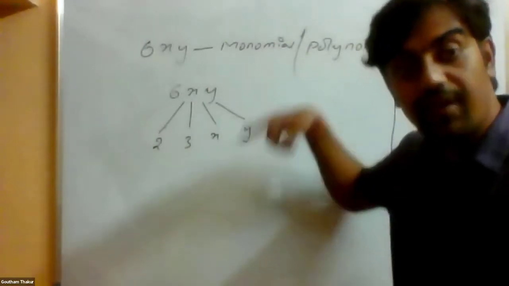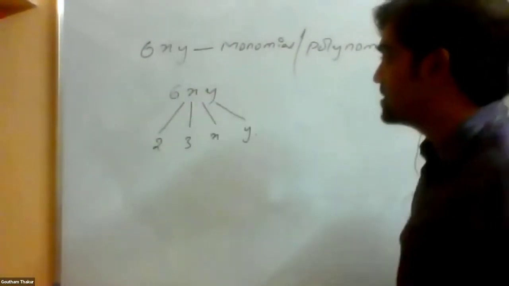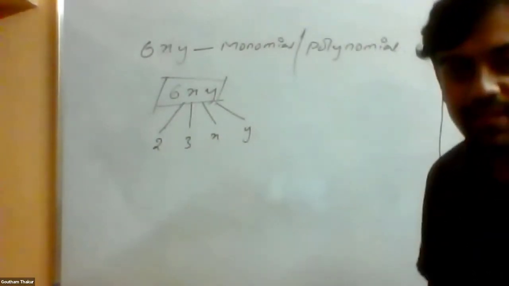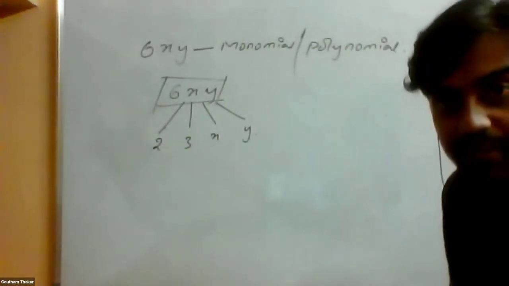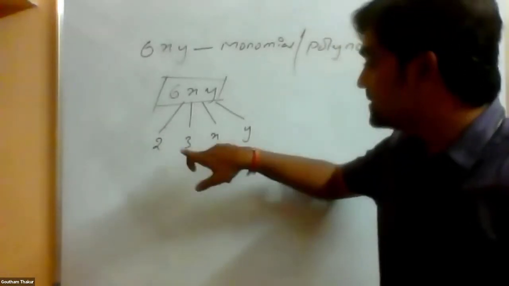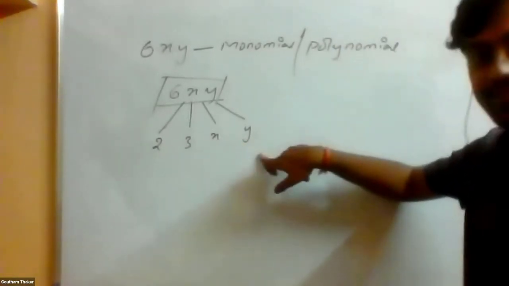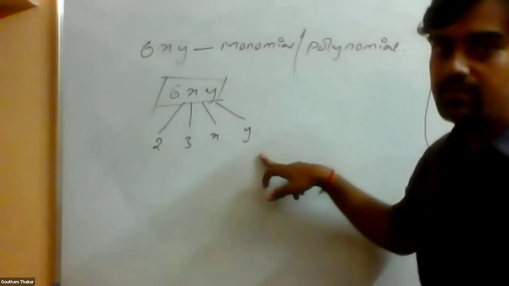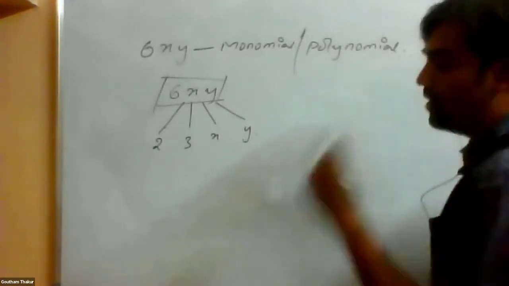X is one of the factors and y is also one of the factors. For the expression 6xy, 2 is a factor, 3 is a factor, x is a factor, y is a factor. Now can you elaborate more and explain, sir? How do I elaborate this?